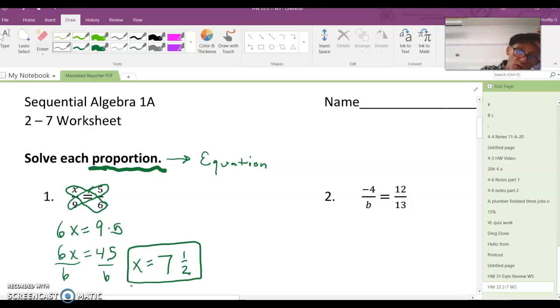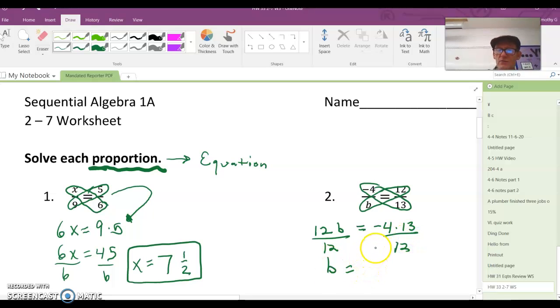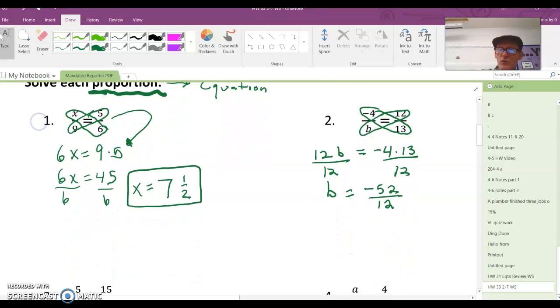All right, so you have to look at the proportion, create an equation, and then solve the equation. Number 2, we look at this cross product and we get 12 times b is equal to negative 4 times 13. Divide by 12, and we get b is equal to, well, let's see, negative 4 times 13 is negative 52. Now, negative 52 twelfths, you can do a couple of things with that.